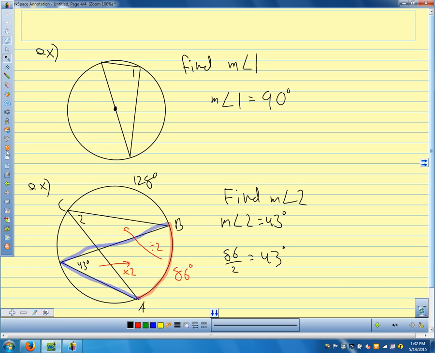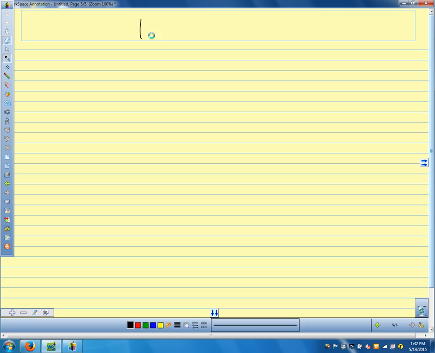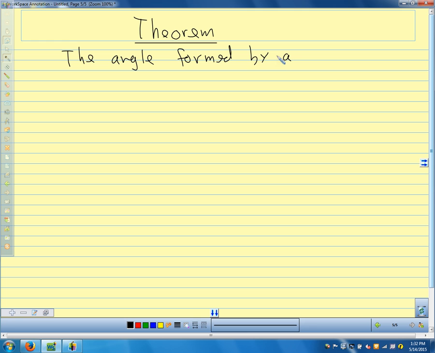All right, our last theorem. This one doesn't have a special name, so I'll just call it a theorem. And I just want to point out that this one is really not different than the first one we talked about. So we're going to say the angle formed by a tangent and a chord is half the intercepted arc.